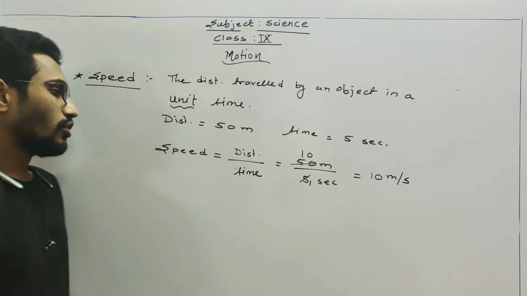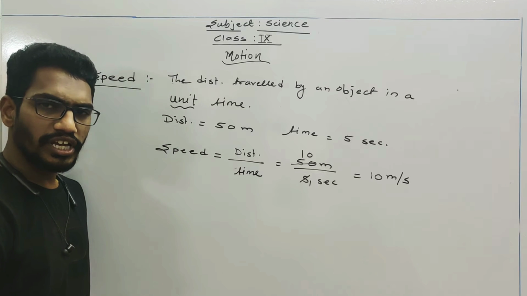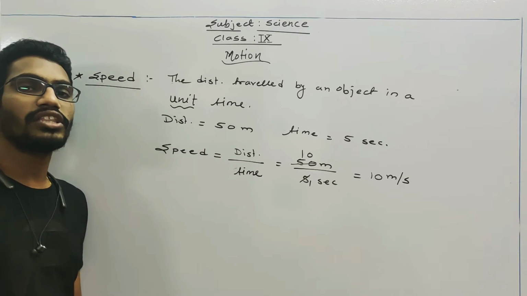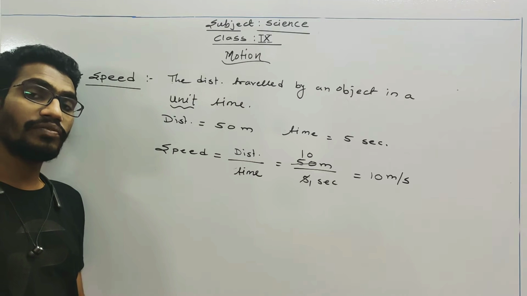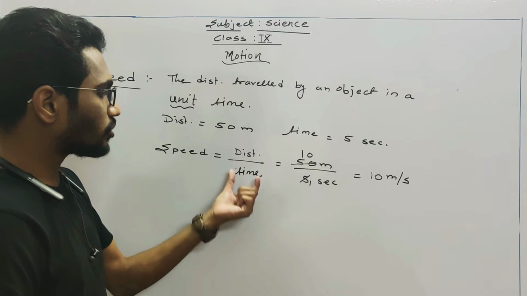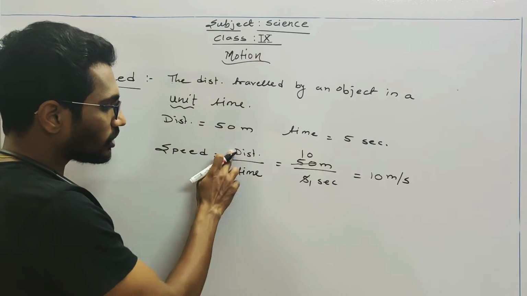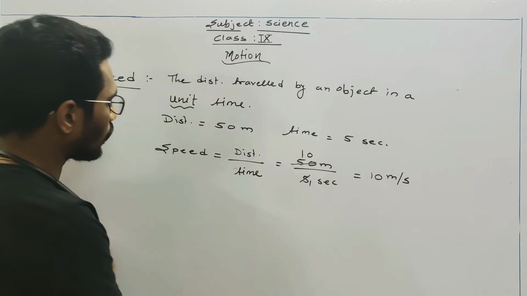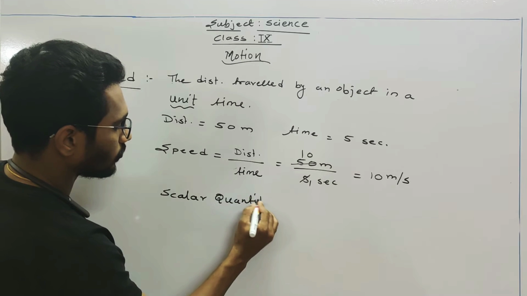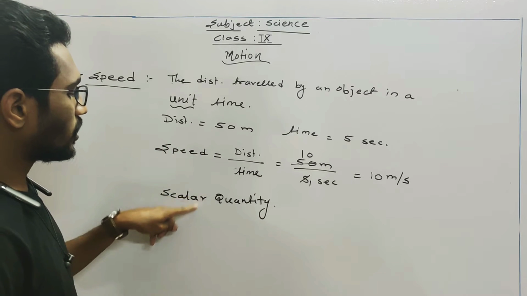Now whether speed is a scalar or a vector quantity, remember the definition. What do you mean by scalar? The quantity which is completely described by magnitude alone is called scalar. And if it requires magnitude as well as direction, it becomes a vector. So see, speed is equal to distance by time. Distance is scalar, time is also scalar. Time does not need a direction. Both the quantities are scalar, that's why speed is also a scalar quantity.